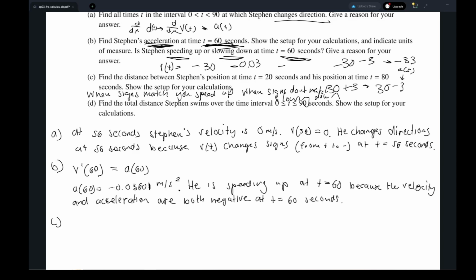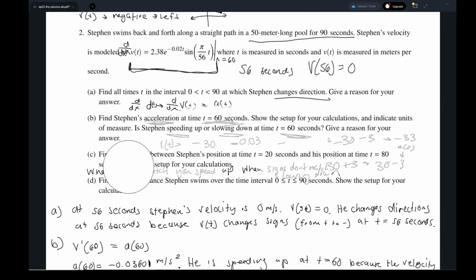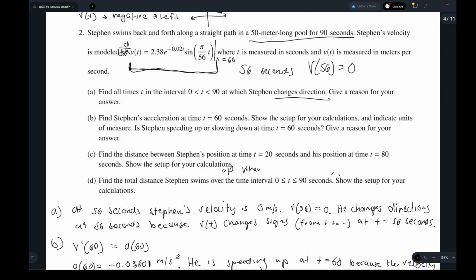All right, part C, and I'm going to go ahead and erase everything that I wrote up here as well. All right, almost done, guys. So if we look at part C, it's going to say, find the distance between Steven's position at t equals 20 and his position at t equals 80 seconds. Show the setup for your calculations. So the distance between his position at t equals 20 and t equals 80, what this sounds like to me is just the integral from 20 to 80 of whatever this is, v of t dt.